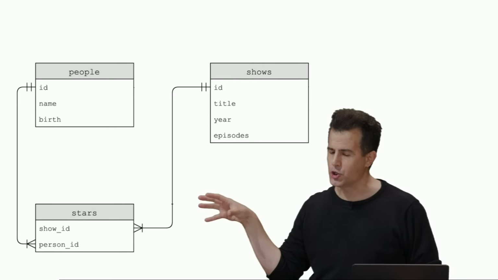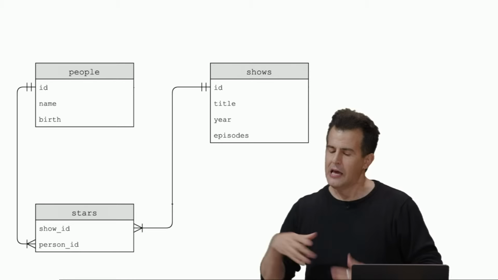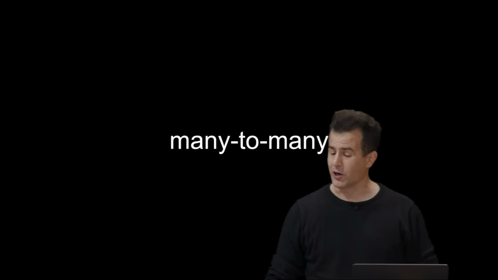There's people, there's shows, but I've proposed this intermediary stars table, much like I temporarily in Google Sheets gave us a third sheet to link the two together. This stars table we're about to see's purpose in life is to join two other tables together. And in fact, it's only going to have two columns, show ID and person ID. So what this is going to do for us is implement this idea, a many-to-many relationship.